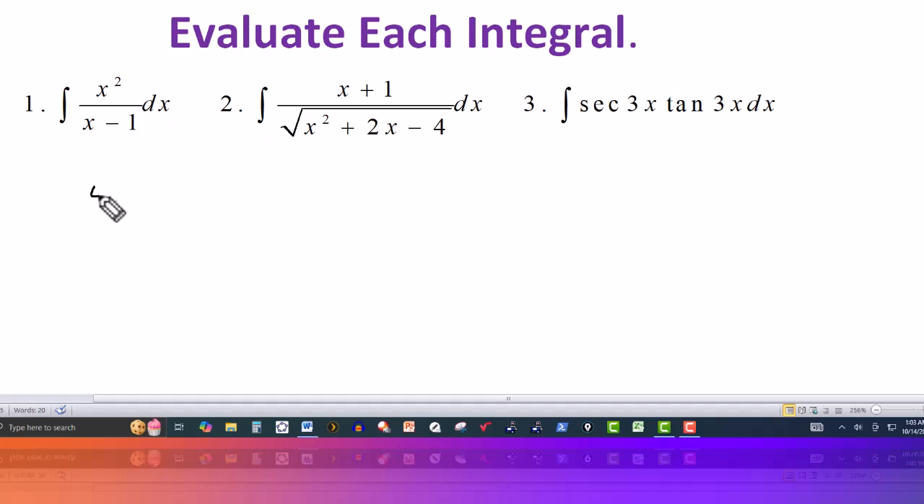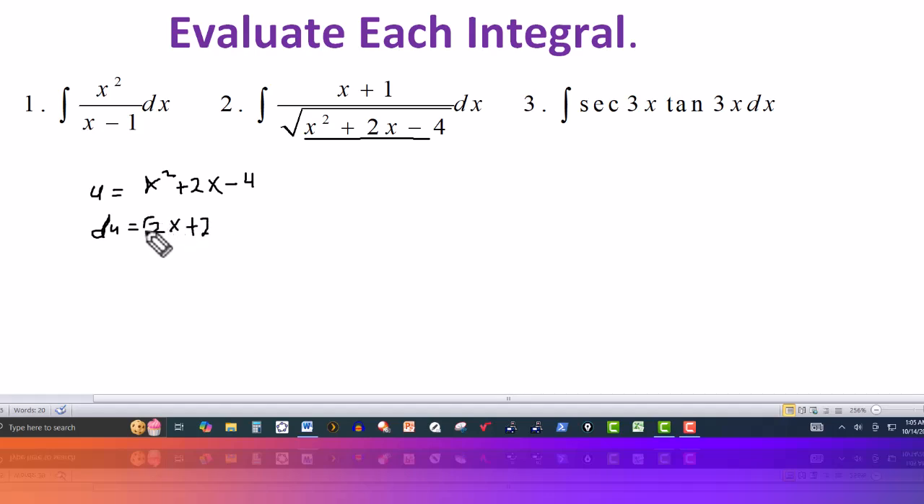For number 2, this is also going to be a substitution. We've done several where we've had a radical, and we used formulas that led to the inverse of a trig function, either inverse sine, inverse tangent, or inverse secant. But with this one, notice if you look at the radicand here, the derivative is 2x plus 2. So let's let u equal x squared plus 2x minus 4. Then du would be the derivative of this, which will be 2x plus 2. The derivative of minus 4, of course, is 0.